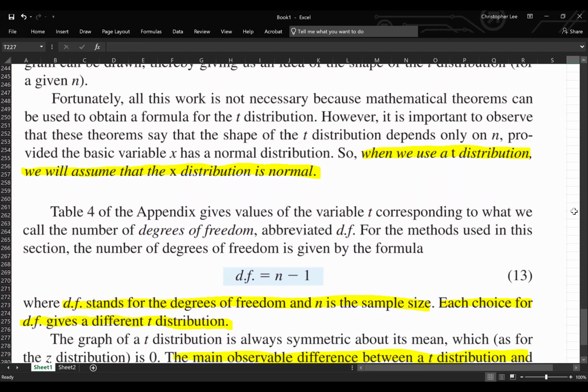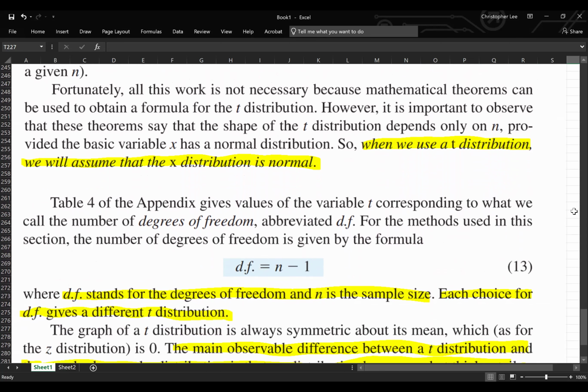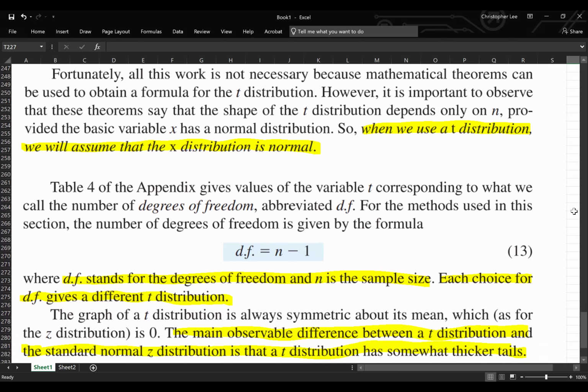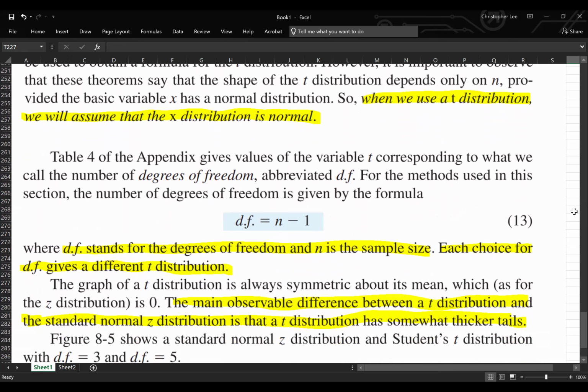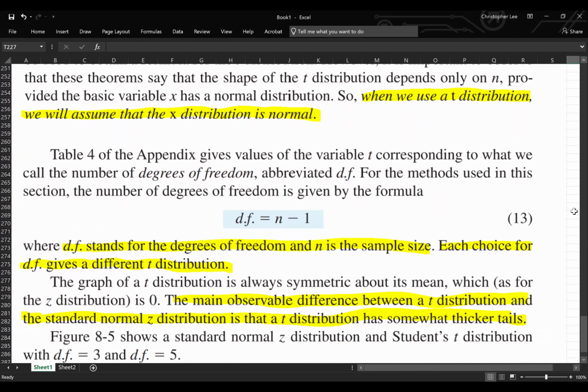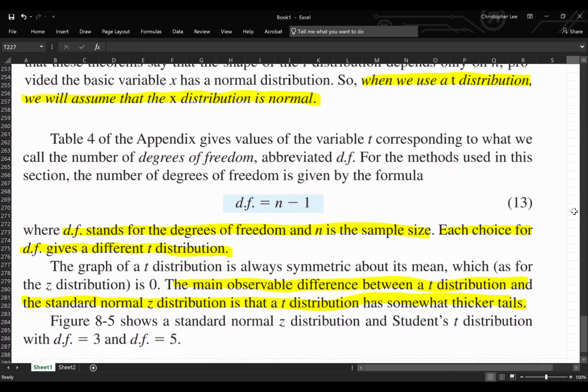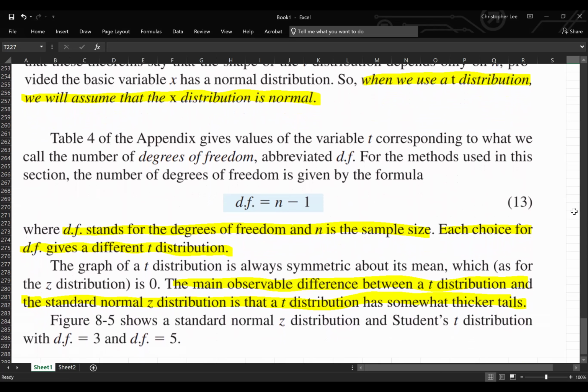Where df stands for the degrees of freedom and n is your sample size. Each choice for the degrees of freedom gives a different t distribution. The graph of a t distribution is always symmetric about the mean, which as for the z distribution is 0. The main observable difference between a t distribution and a standard normal z distribution is that the t distribution has somewhat thicker tails, right? So the next figure is going to show you a standard normal z distribution and a student t distribution with degrees of freedom of 3 and degrees of freedom of 5.